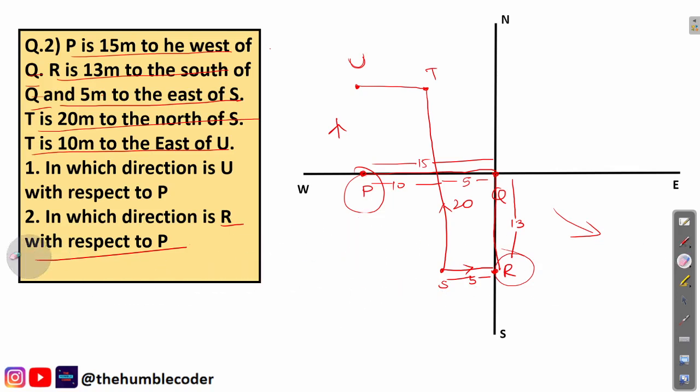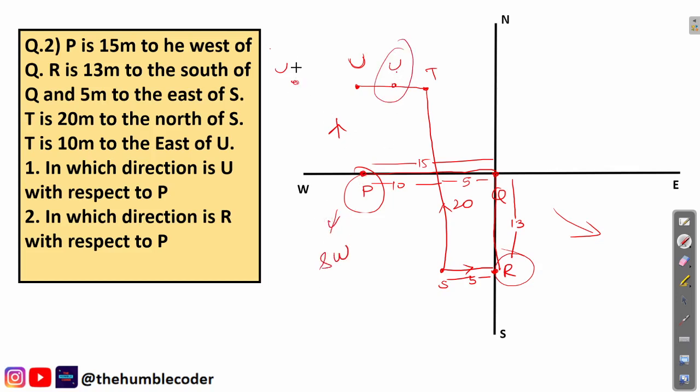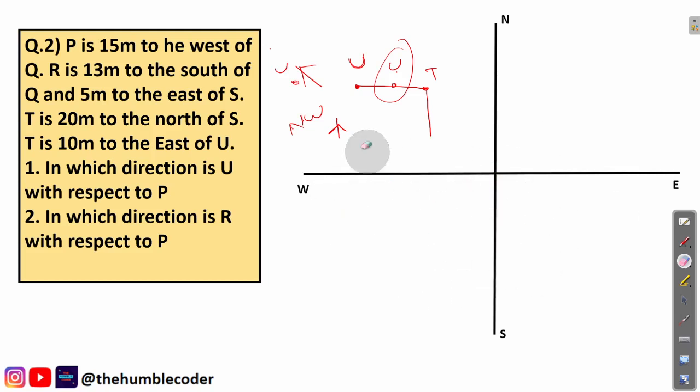The most important thing is, while creating the diagram, you have to take care of the distance and you have to mark them at the exact position, because in this question also the mistake that you can make is you can create U over here or U over here, and if you would have created U over here, then your direction will get wrong. In that case, you would select the direction as southwest. Otherwise, if you have created U over here, in that case you would select the direction as northwest. So it is very important to create the diagram very clearly.